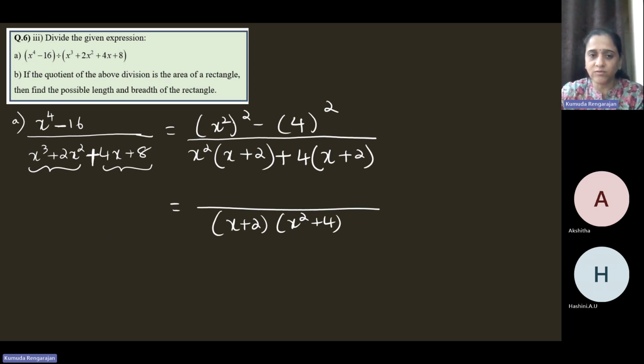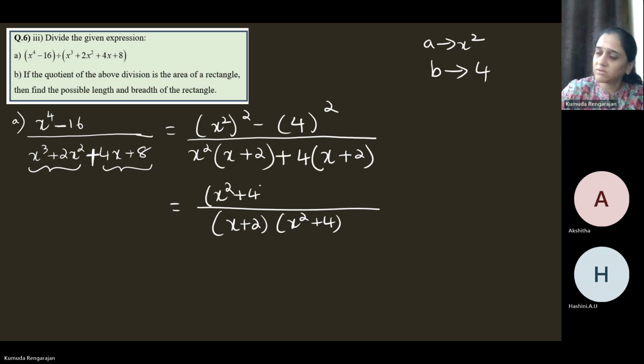In the numerator, it's in the form a squared minus b squared. What is a? X. You're not answering anything, Navneet. Harini, what is B? 4. Now tell me what is A plus B? X squared plus 4. Harini, what is A minus B? Okay. Now can you cancel something, Harini? What?